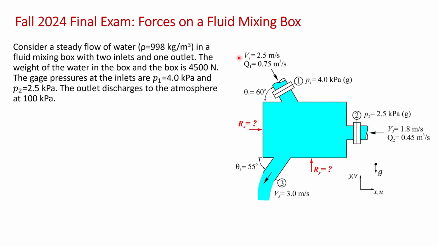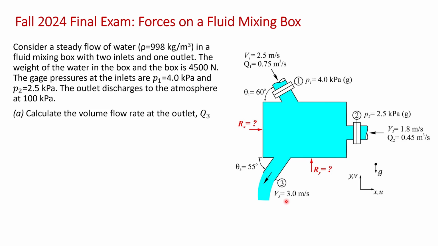There are several other parameters given in the diagram that you'll also need. The inflow at point 1 on top of the box enters at an angle of 60 degrees at a velocity of 2.5 meters per second and a volume flow rate of 0.75 cubic meters per second. At point 2, on the side of the box, the water enters at 1.8 meters per second and a volume flow rate of 0.45 cubic meters per second. And at point 3, the water exits as a free jet at an angle of 55 degrees and a velocity of 3 meters per second.